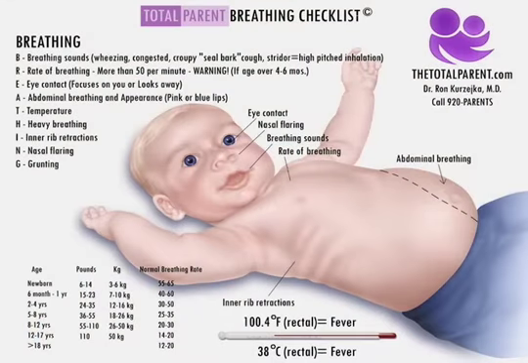If you look at this next illustration, you'll see all the things that you need to assess or check for in your child in order to really evaluate their breathing. It's an acronym in which each of the letters stands for something to check. So let's start with the letter B. B stands for breath sounds.